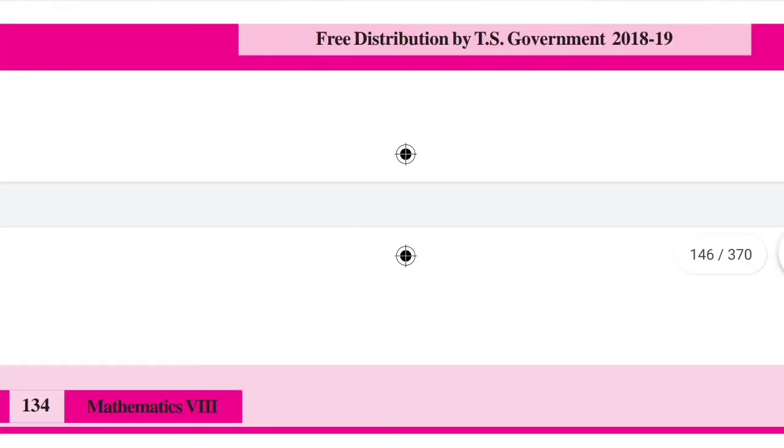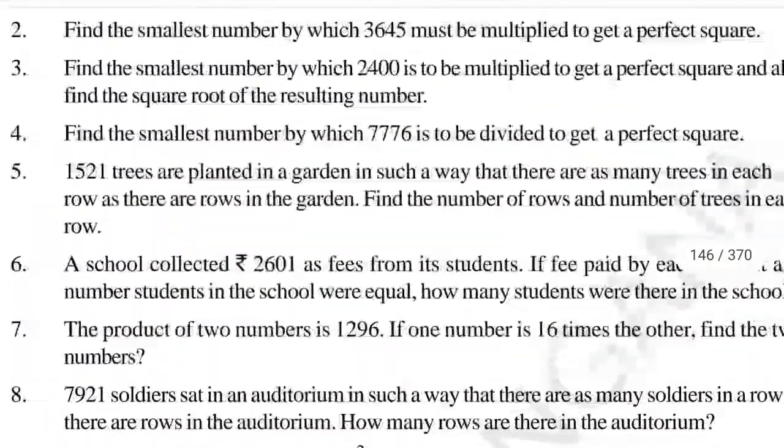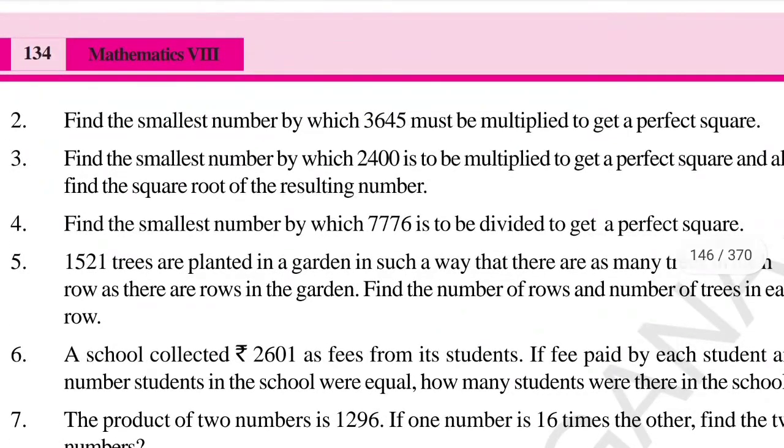So after the first bit we have some word problems, 2 to 9. The first word problem is: find the smallest number by which 3645 must be multiplied to get a perfect square number.